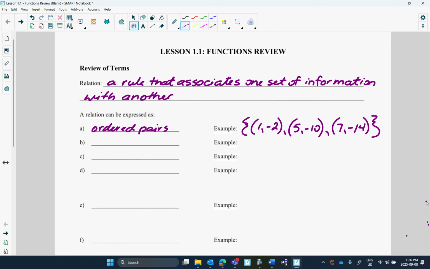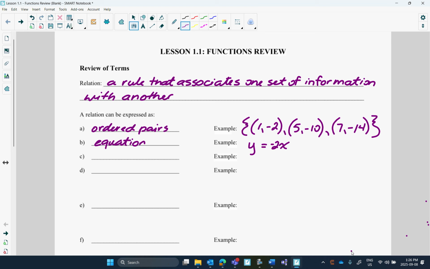We could show a relation as an equation. So in that previous example, I could say to get the second set of information, which we call y, or we give another name that you guys are familiar with, I'll talk about in a second. You take the first set of information called x and you times it by -2. So that would be converting this into an equation.